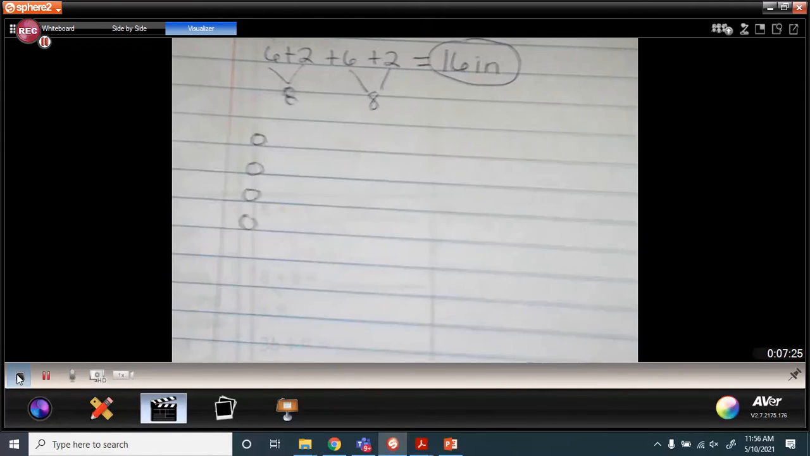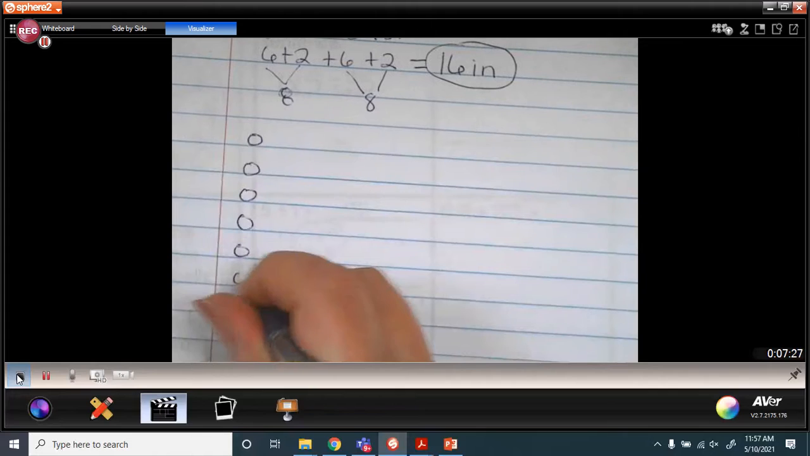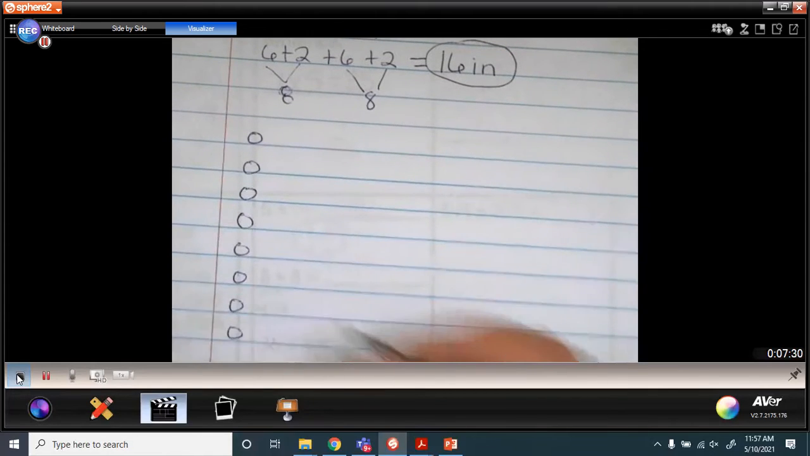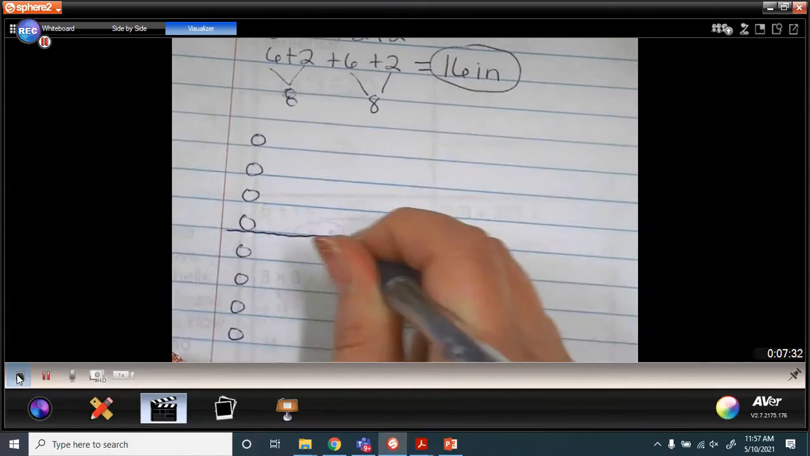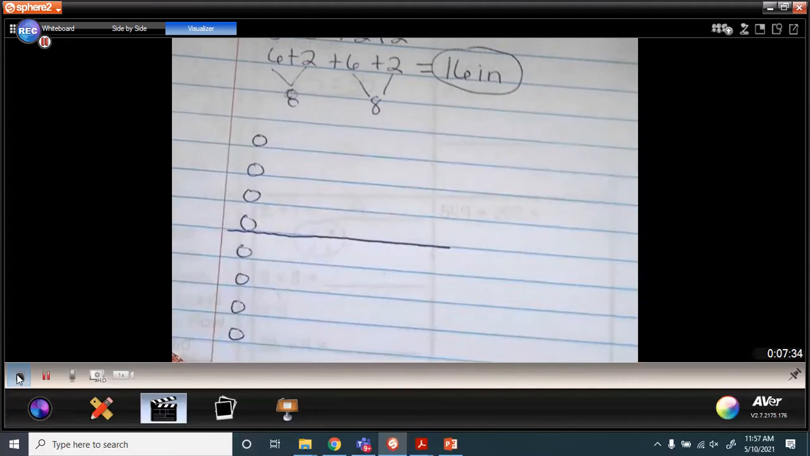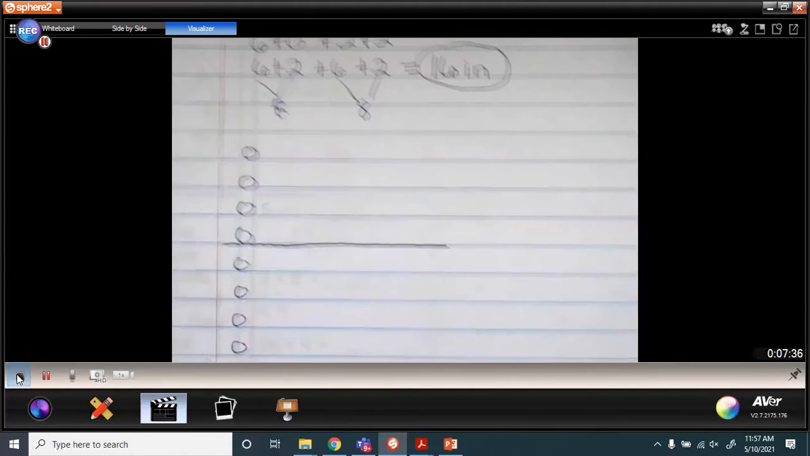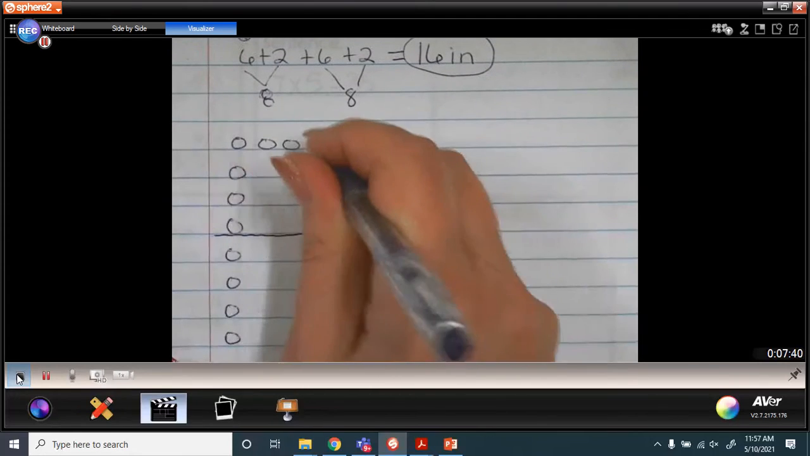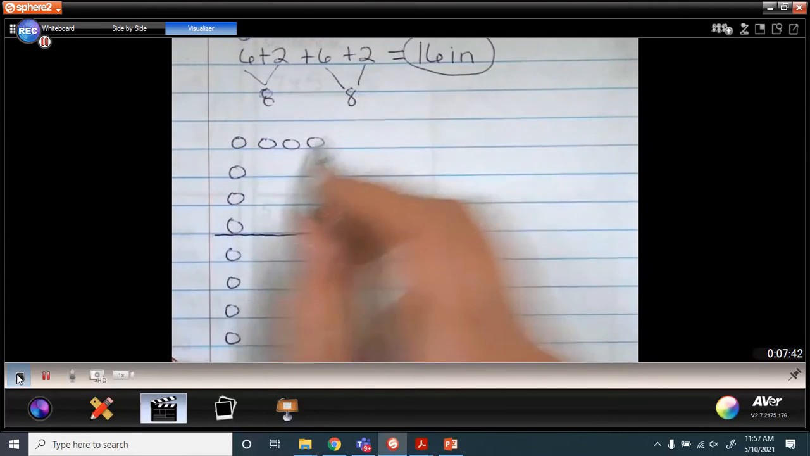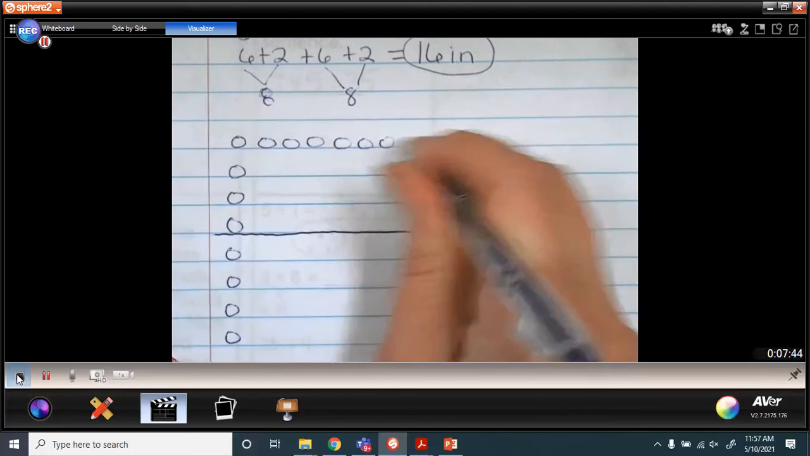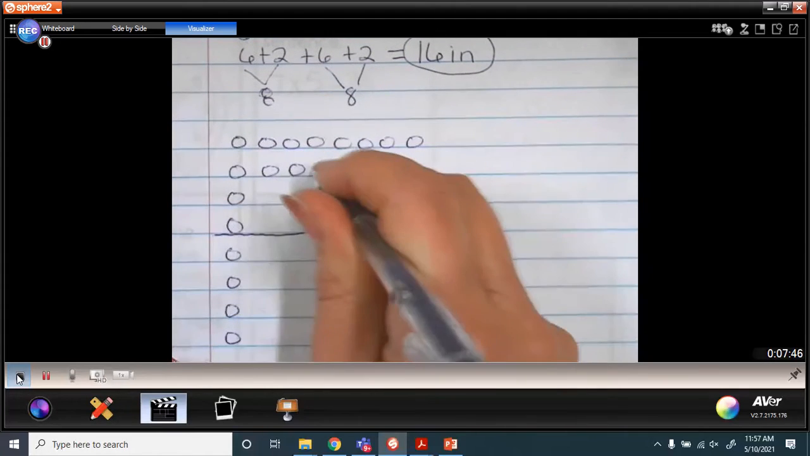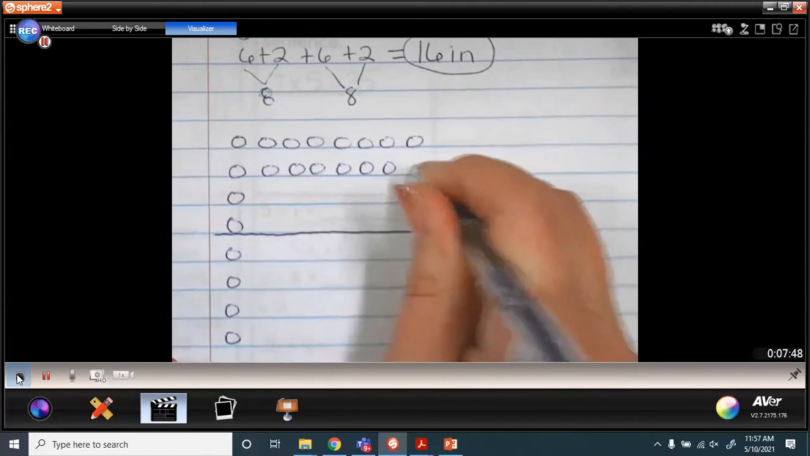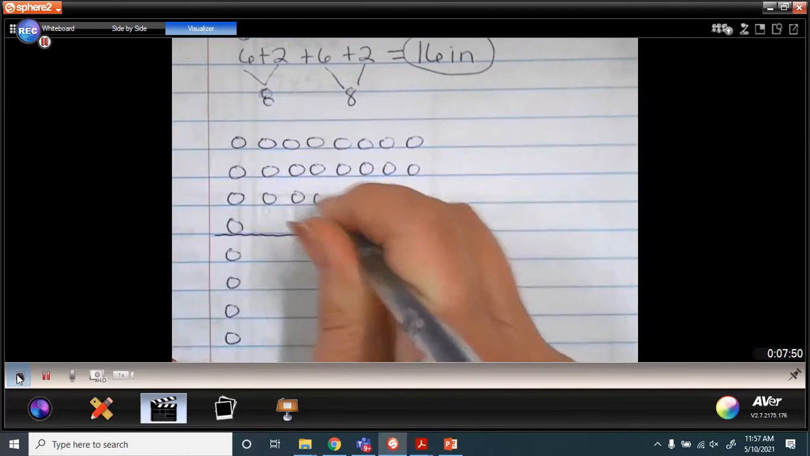And another 4 rows. So what we're doing is we're breaking up our rows into 2 smaller arrays to help us figure out what 8 times 8 is. So 1, 2, 3, 4, 5, 6, 7, 8. So each one of these rows is going to have 8 in each row.